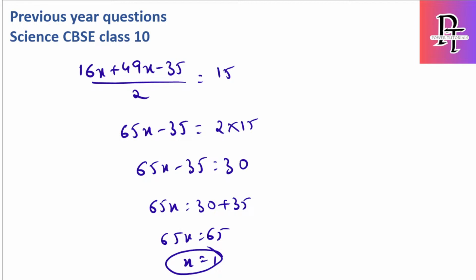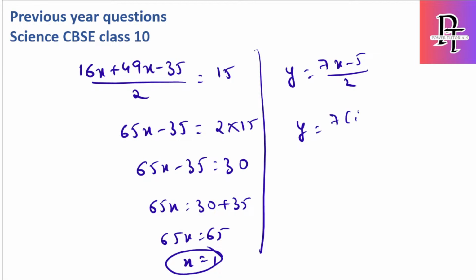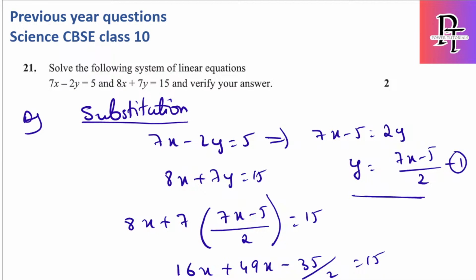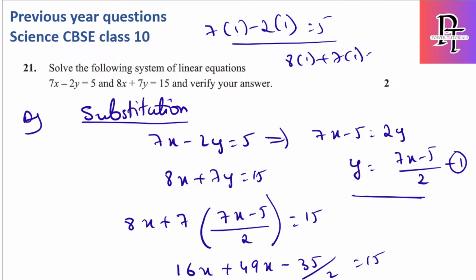So if x value is 1, substitute in the equation y is equal to 7x minus 5 by 2. So y value is equal to 7 into 1 minus 5 by 2. So y is equal to 7 minus 5 by 2, which is 2 by 2, which is 1. So x and y values are 1 and 1. They also mentioned to verify it. So verify it means just substitute here. So it is 7 into 1 minus 2 into 1, which is 5. Satisfied. 8 into 1 plus 7 into 1 is equal to 15. This is also satisfied because 8 plus 7 is 15. Hence these are verified, and this I have done using substitution.